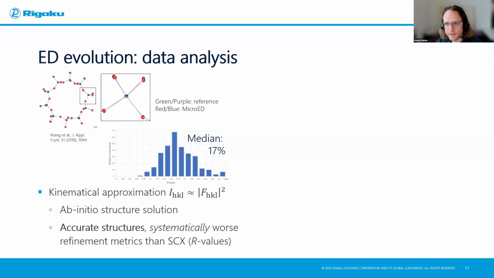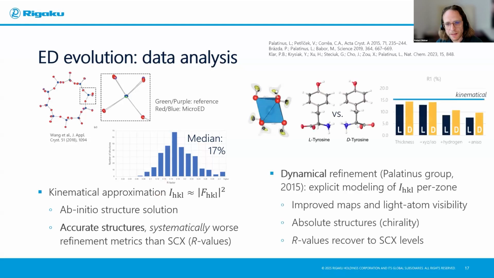It's really just systematic. Still, this wastes a lot of information by doing this approximation. There's so much more to electron diffraction, which you only get if you explicitly model these intensities. And this has been championed by the group of Lukáš Palatinus in Prague, starting from 2015 roughly, where this is explicitly modeled using Bloch wave theory, and this brings with it a lot of advantages, like much more visibility of light atoms next to heavy atoms to study protonation.